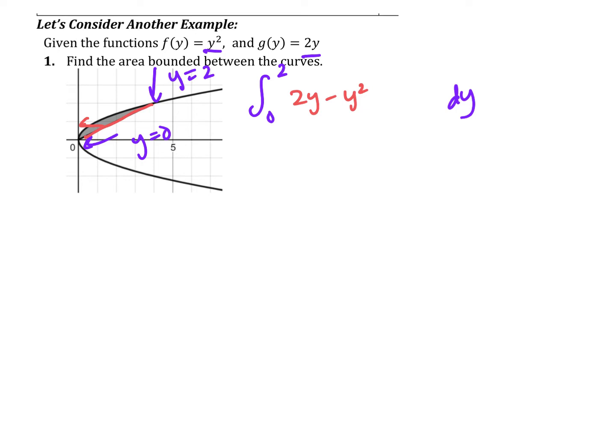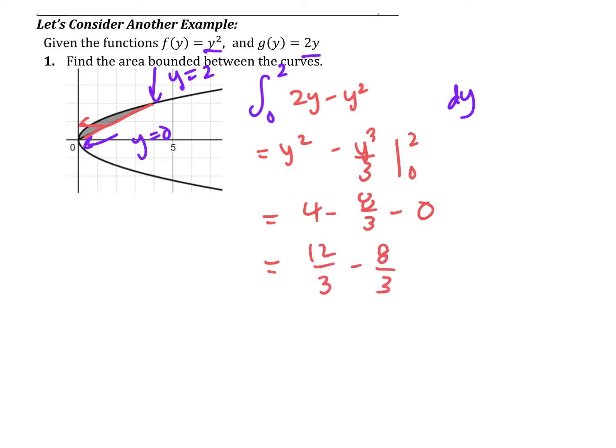Okay, so if I integrate this, I'm going to get y squared minus y to the third over 3 from 0 to 2. And if I plug in 2, I'm going to get 4 minus 8/3. And then if I plug in 0, I get 0. And if I find a common denominator, I'm going to get 4/3 units squared.